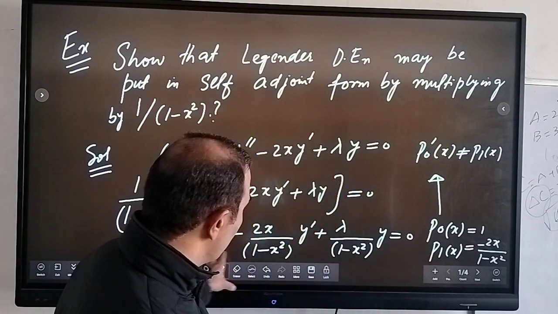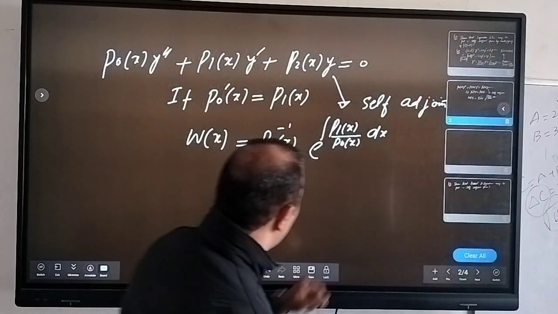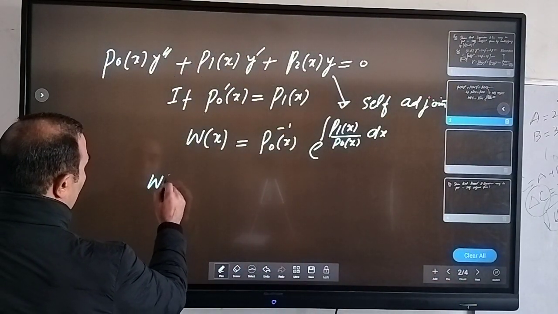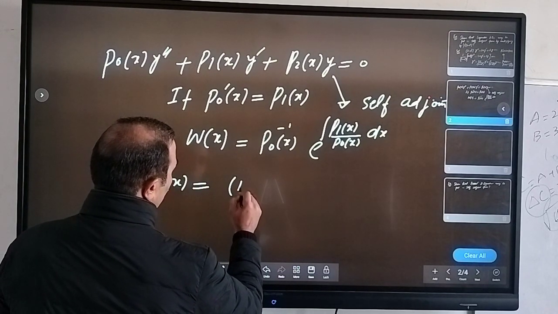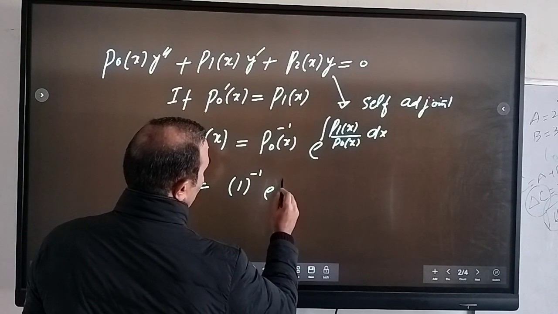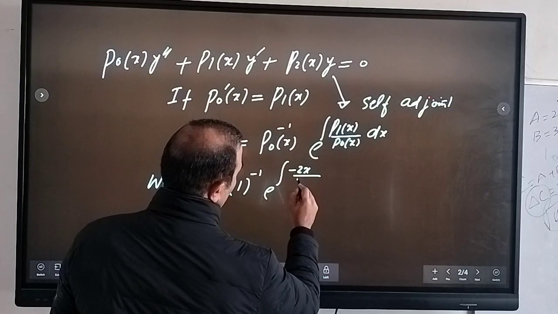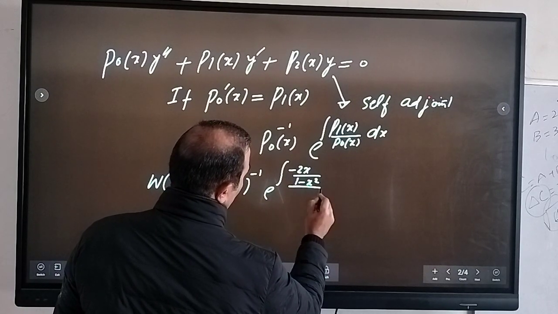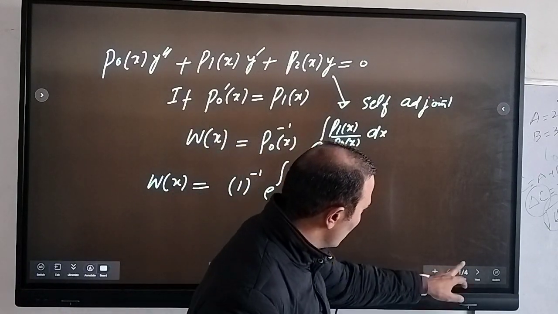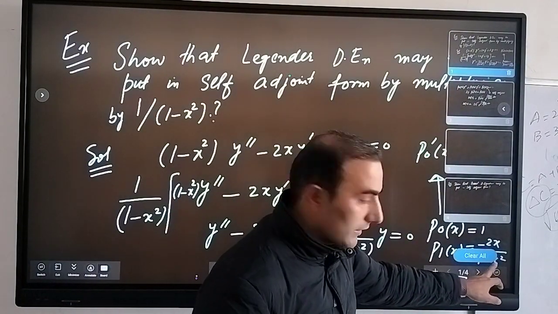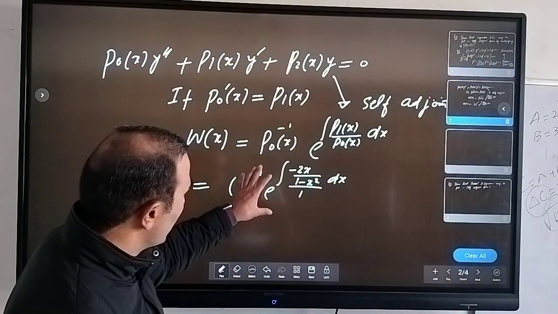So first, if we write in this equation p0 of x is equal to 1 and p1 of x is equal to this, let's calculate w of x. So w of x will be equal to, right? This is because our p1 of x is minus 2x upon 1 minus x square, and p0 of x is equal to 1, right? So this is what I did here.